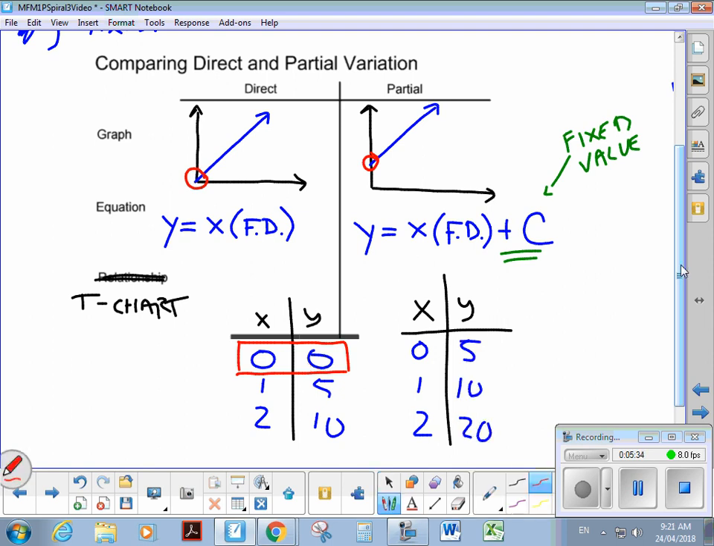And what we're going to do here is say that number there is never 0. It can be any other number in the world, but never ever 0. So there is your comparison between direct and partial. Graphically, equation, T-chart. If I give you any of these forms, I need you to be able to tell me whether it's direct or partial.